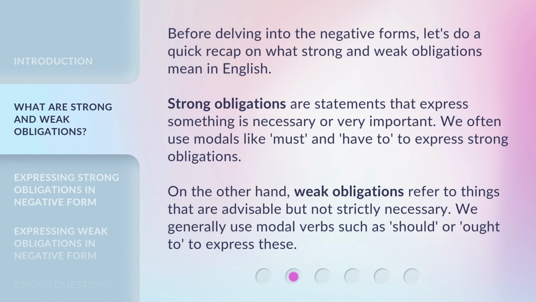Before delving into the negative forms, let's do a quick recap on what strong and weak obligations mean in English. Strong obligations are statements that express something as necessary or very important. We often use modals like must and have to express strong obligations. On the other hand, weak obligations refer to things that are advisable but not strictly necessary. We generally use modal verbs such as should or ought to express these.